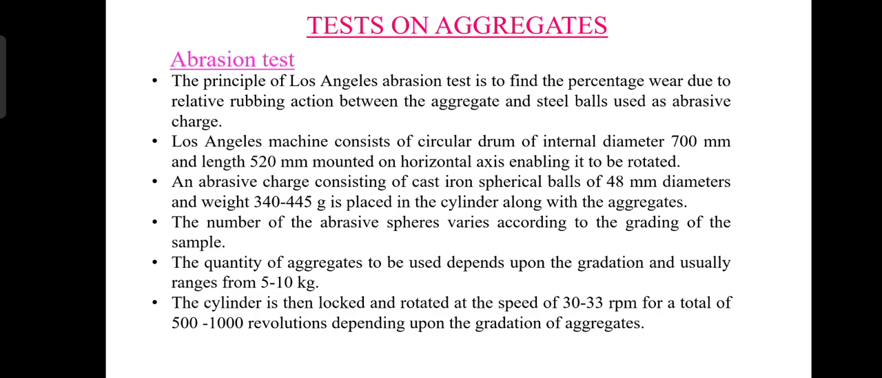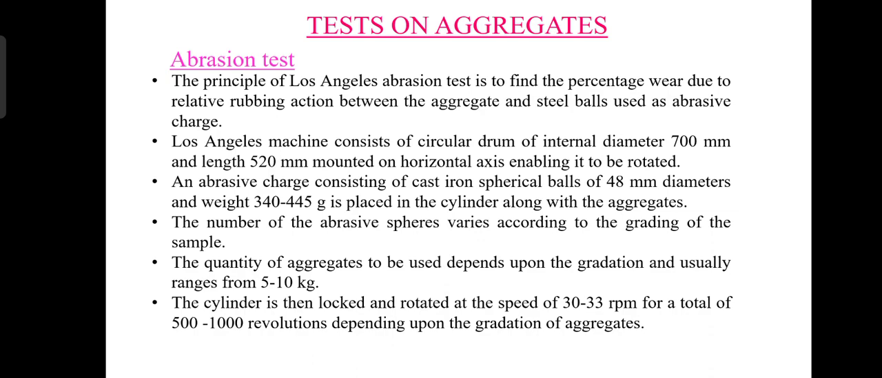An abrasive charge consisting of cast iron spherical balls of 48 mm diameter and weight 340 to 445 gram is placed in the cylinder along with the aggregates. The number of abrasive spheres varies according to the grading of the sample. The quantity of aggregate to be used depends upon the gradation and usually ranges from 5 to 10 kg.